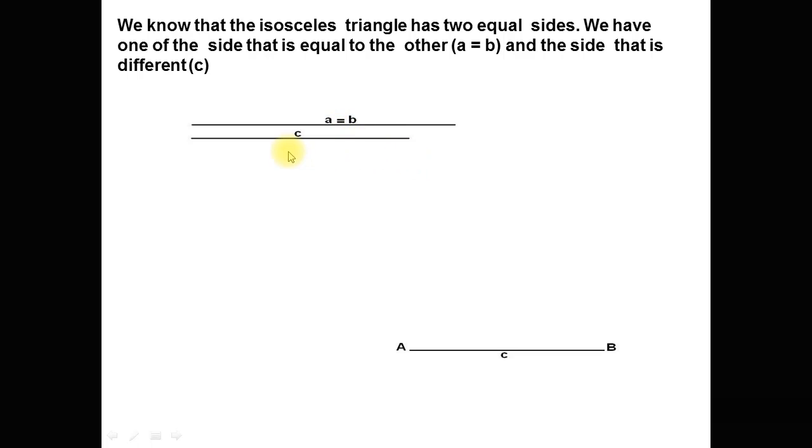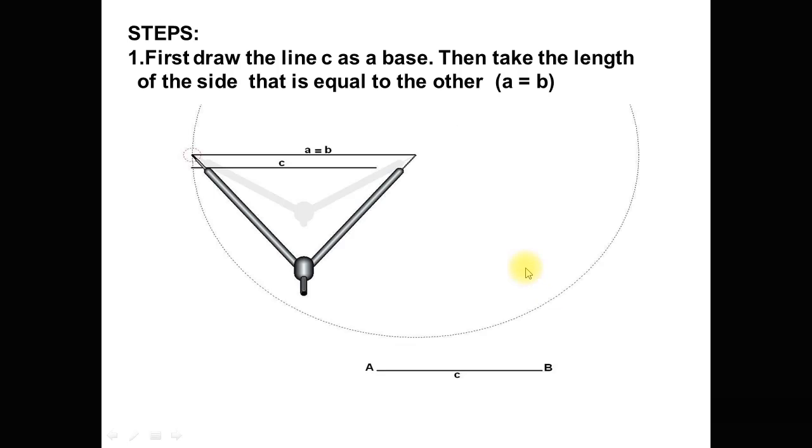So for the base, draw the side C which has a different length as compared to side A and side B. So side C will be the base, and this vertex is named A and this vertex is named B.